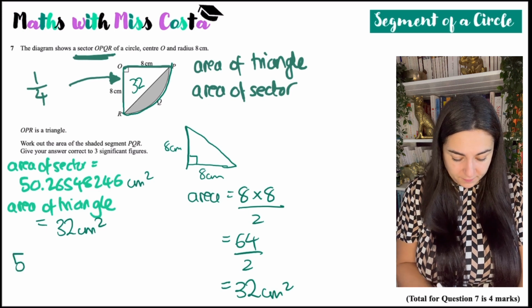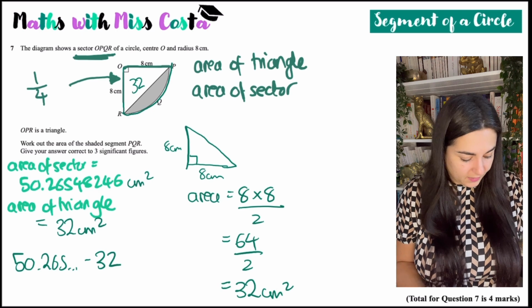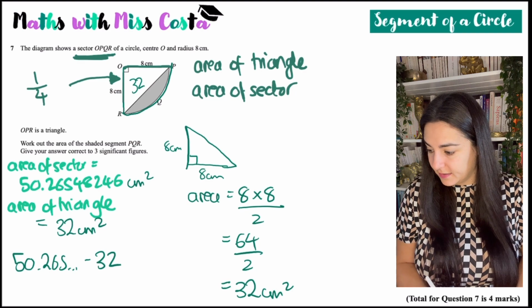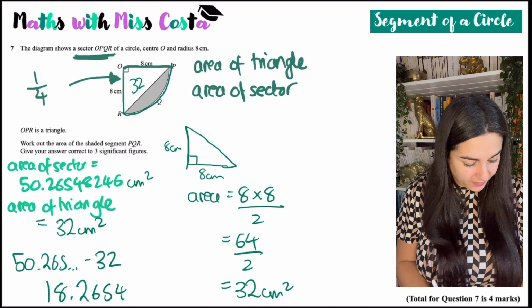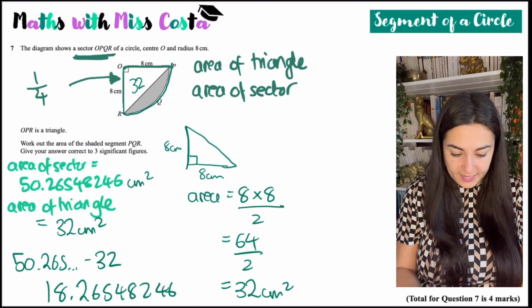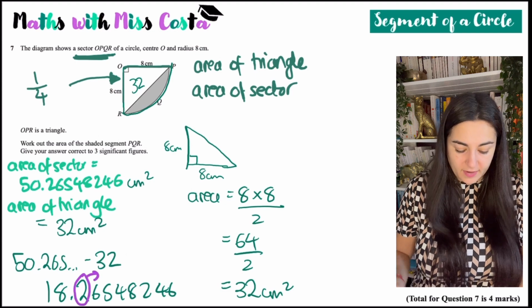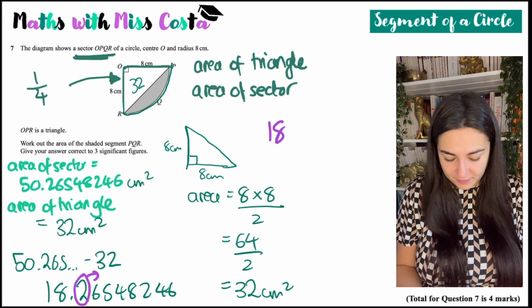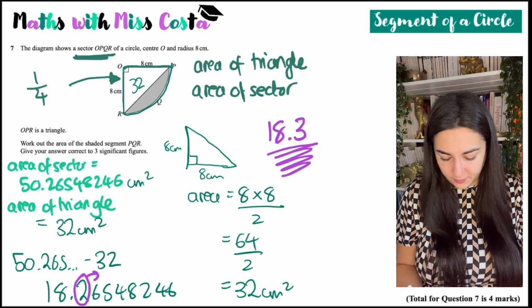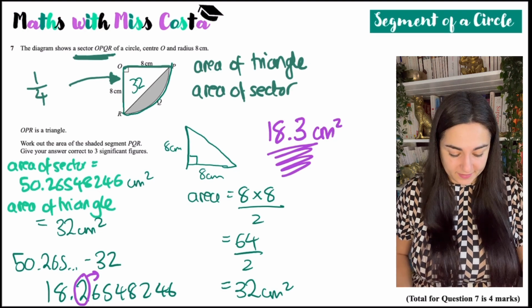So I just do 50.265 take 32. So that would give me 18.26548246. And it says give it to 3 significant figures. So I look at the 3rd digit. The number next to it is more than 5, so I round it up. So my final answer would be 18.3 centimeters squared because it's an area. Don't forget your units.